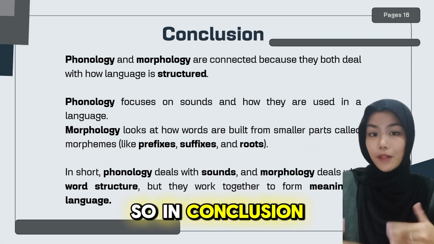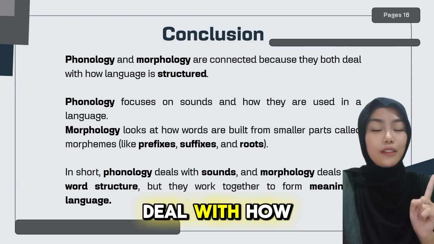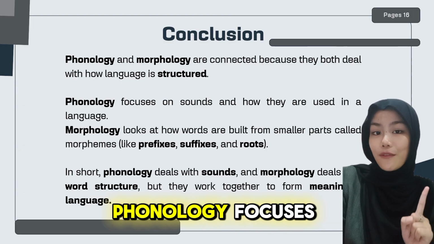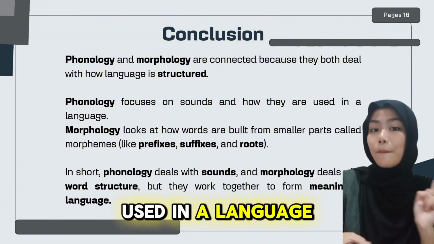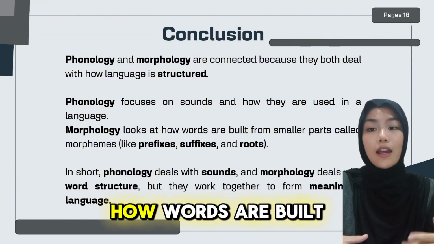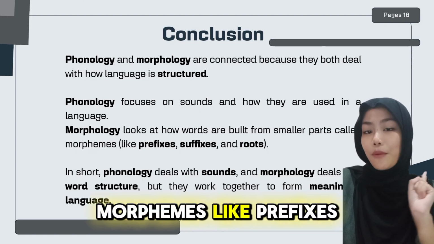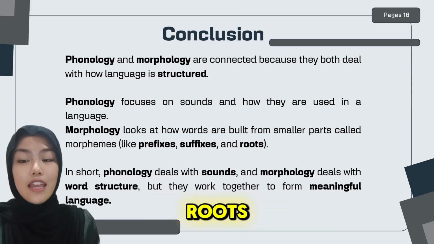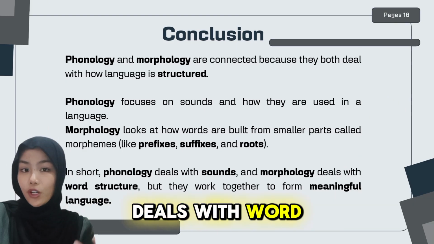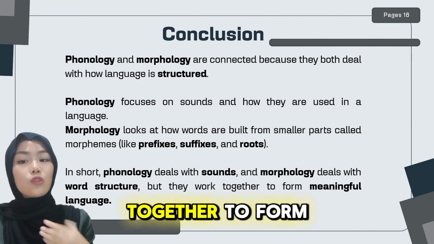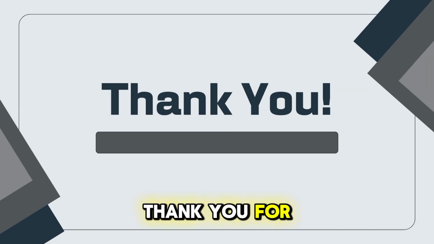So, in conclusion, phonology and morphology are connected because they both deal with how language is structured. Phonology focuses on sounds and how they are used in language, but morphology looks at how words are built from smaller parts called morphemes, like prefixes, suffixes, and roots. In short, phonology deals with sounds and morphology deals with word structure, but they work together to form meaningful language.